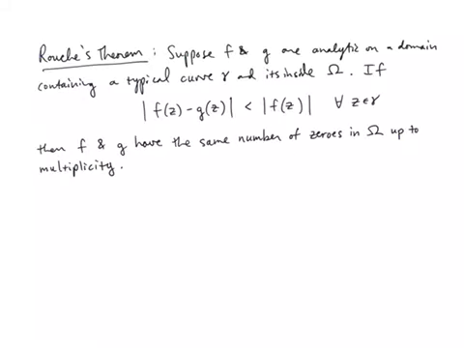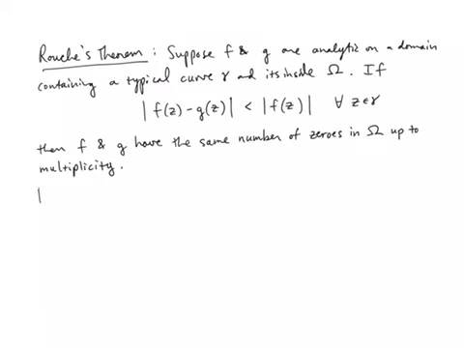So the formal statement of that intuition is encapsulated in Rouche's theorem. Rouche's theorem says that if you have two analytic functions on a domain omega which contains a typical curve gamma inside omega, then if the distance between f of z and g of z along the curve gamma is less than the distance from f of z to the origin along gamma, then f and g have the same number of zeros in omega up to multiplicity. So that is counting the order.